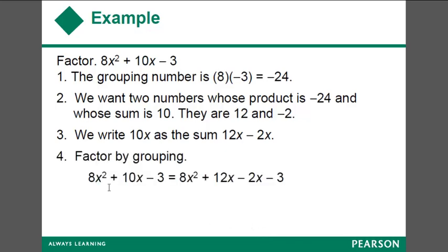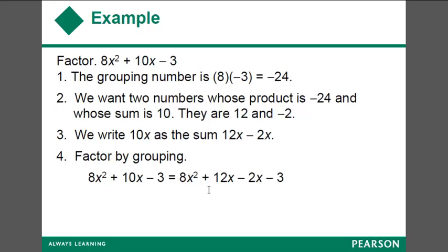So here I've rewritten 8x squared plus 10x minus 3 as 8x squared plus 12x minus 2x minus 3. If you notice, if I simplify and combine like terms, the 12x minus 2x will give me the 10x. I don't want to combine like terms though, because I want to factor by grouping. I want to look at my first two terms and decide what can I factor out of 8x squared plus 12x. I can actually factor out a 4x.